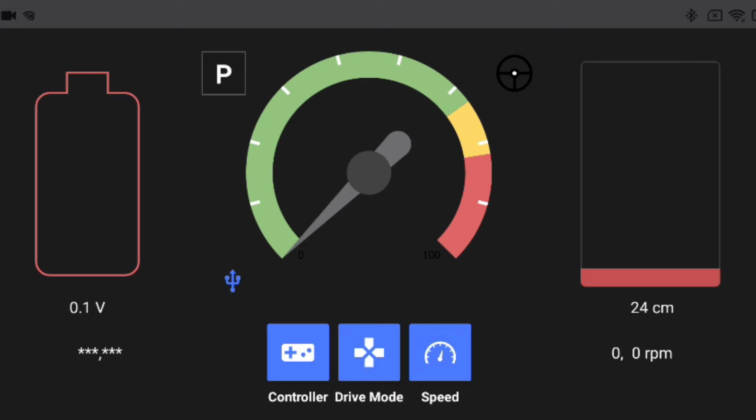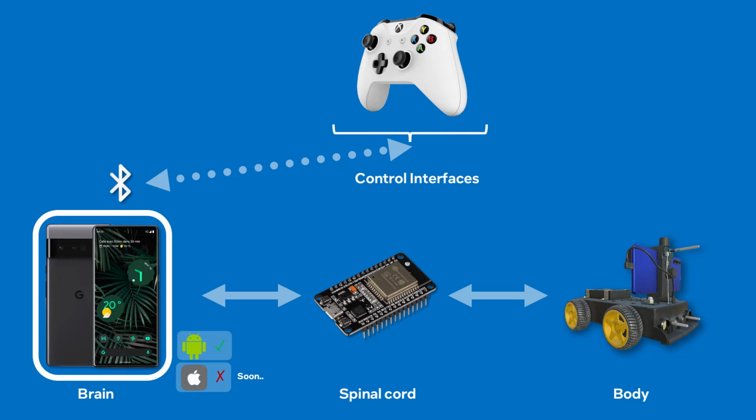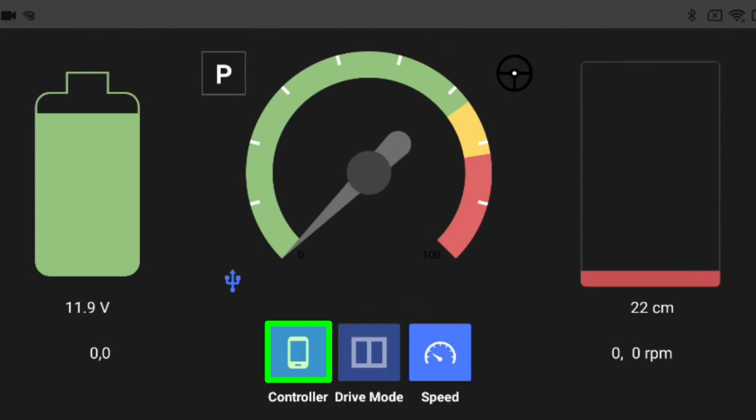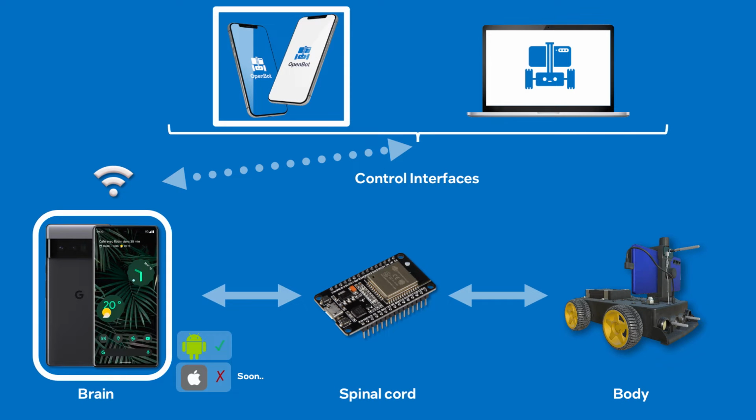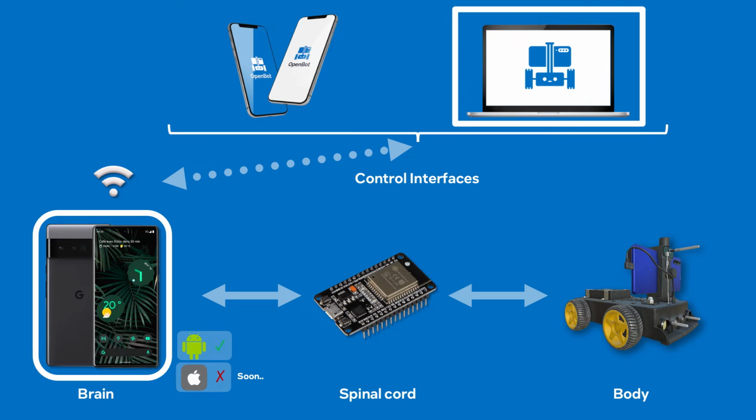Both fragments support 2 different control modes. In the gamepad control mode, the app receives controls from a connected Bluetooth controller. In the phone control mode, the robot can either be controlled via another smartphone with the controller app installed, or using a computer connected to the same network and running either a Python script or a Node.js interface.